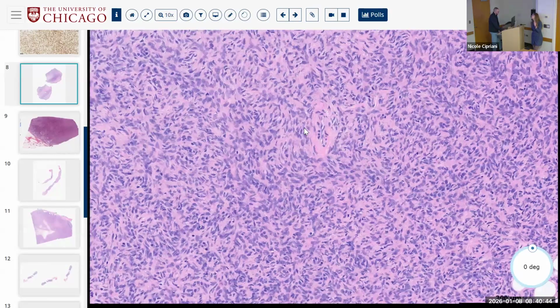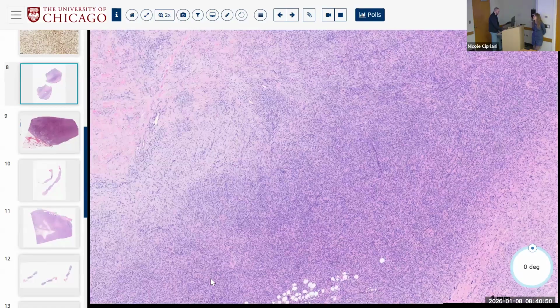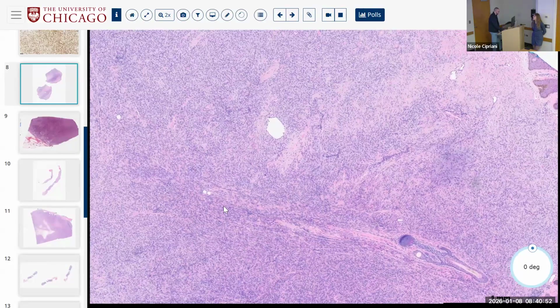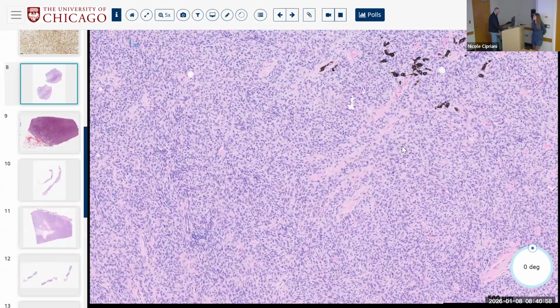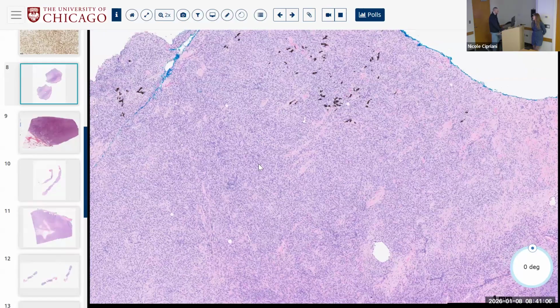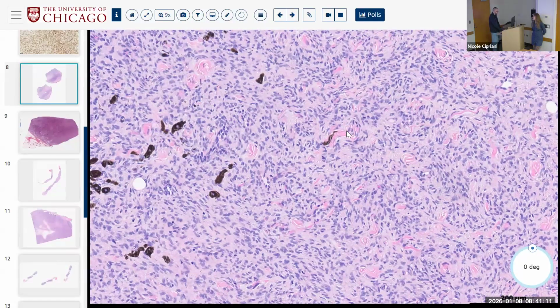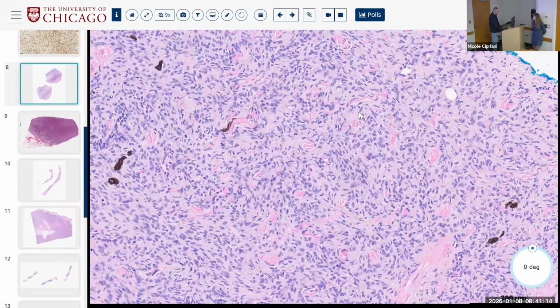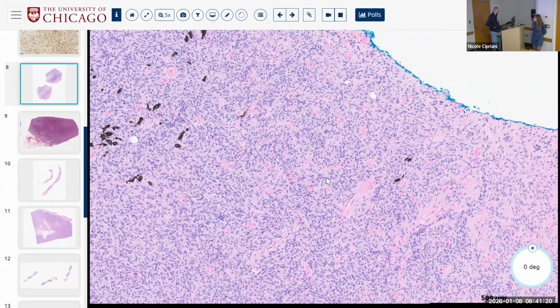These vessels, not too many of them. No, I don't think that's necessarily it. Like a fibrosarcoma morphology, okay. Some collagen on here. All right, good. So we have a differential and we can start ordering some stains.